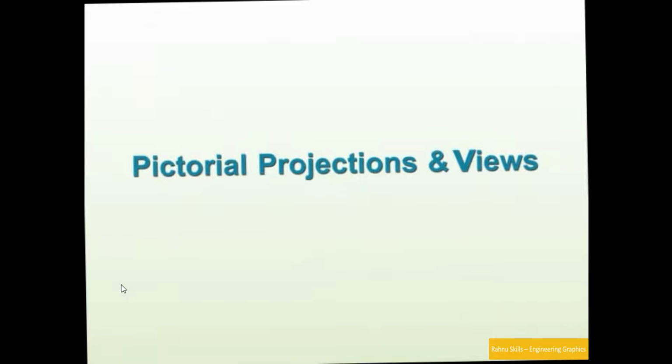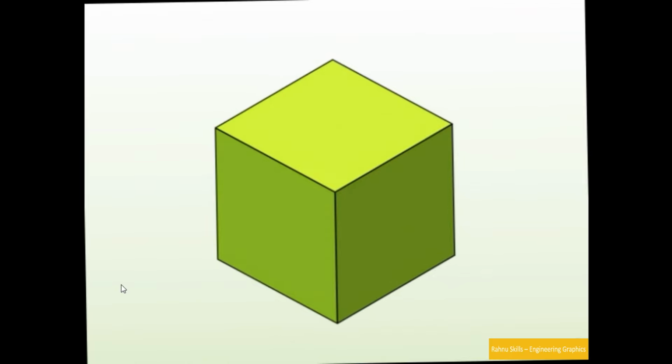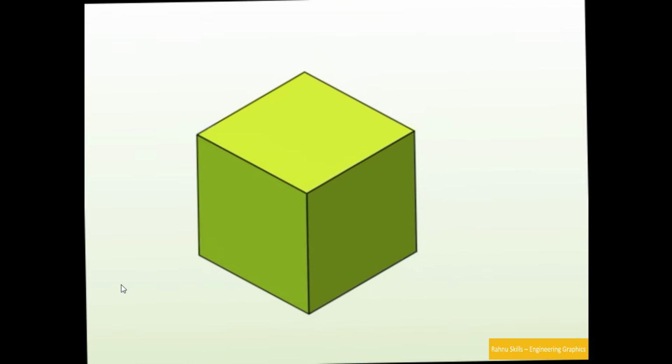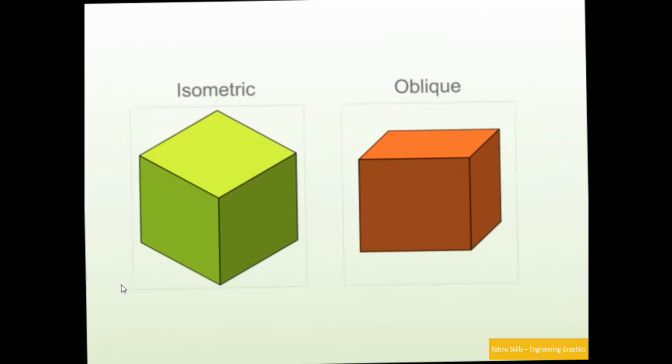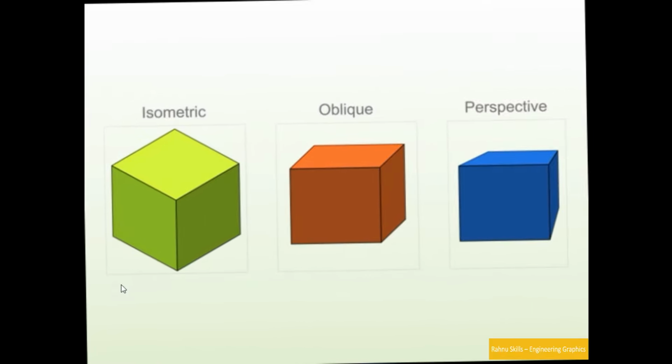Now what is the pictorial projection and views? Now to discuss this, I told you we have the object, we rotate it like this and this, then it is known as isometric view. But how is it coming? So mainly we are having three types of projection system: isometric, oblique and perspective. From these diagrams it's very clear.